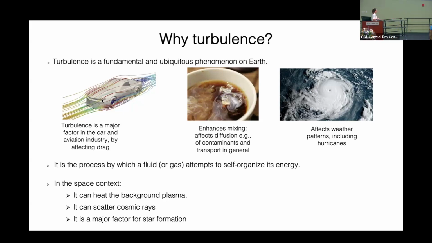Now, in space, we care about turbulence because it can heat and accelerate the plasma, right? It can scatter cosmic rays, for example. And besides our close space environment, in interstellar space, turbulence is a major factor for star formation.